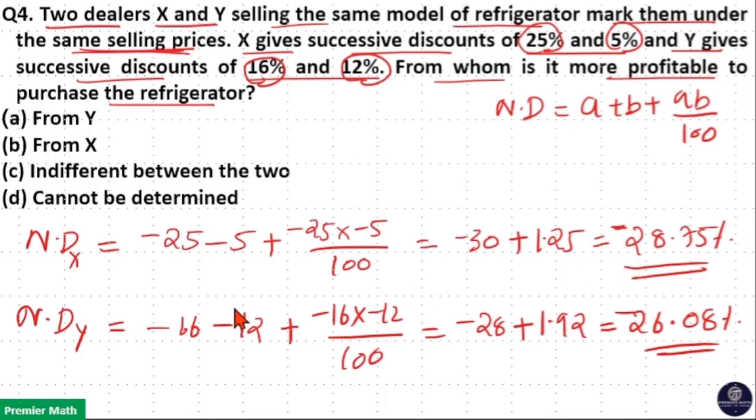Here, discount for X is more. So more profitable is from X. So X gives more profit. More profitable to customers is equal to more discount. So option B is your answer.